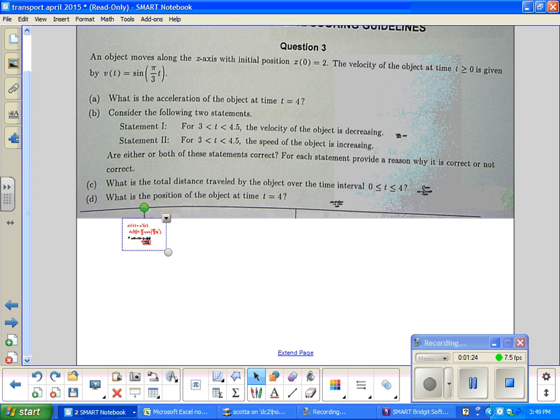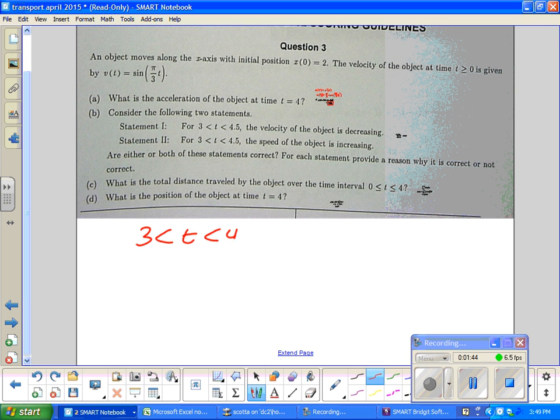The next one says, consider the following two statements. Statement 1, between 3 and 4.5, the velocity of the object is decreasing. Statement 2, between 3 and 4.5, the speed of the object is decreasing. All right, for both of these, I have to understand what's happening with the velocity and acceleration in that interval. And we get a little lucky here. For 3 to 4.5, problem A told us that the acceleration at 4, in the middle of this interval, was less than 0.